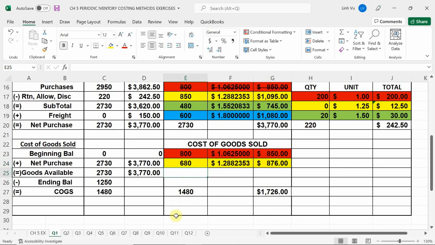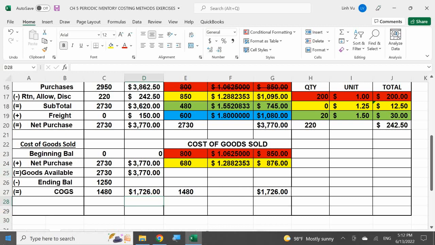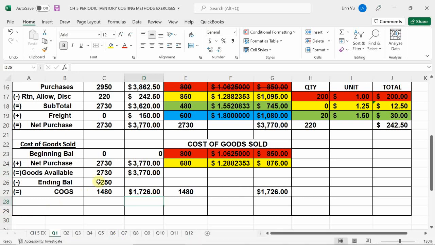Okay? So I got my grand totals here. So I got a total of 1,726 even. So that should leave me with an ending balance of 2,044 units. Now, how did I get this number? Well, you could have just taken the total goods available minus the cost of goods sold to get this as well.